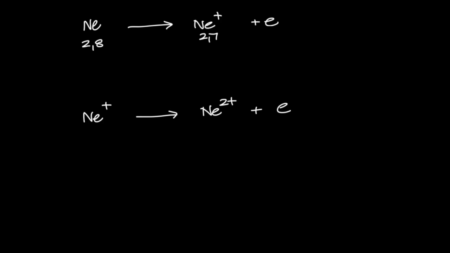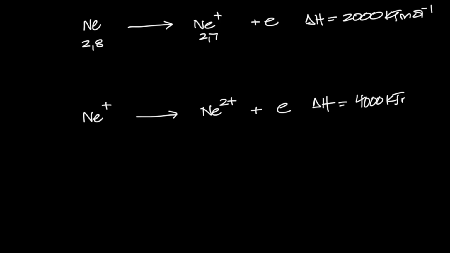The first ionization energy of neon is about 2000. I'm approximating it, it's about 2000. And the second ionization energy of neon is about 4000. It's quite a lot greater. Now, why is this the case?